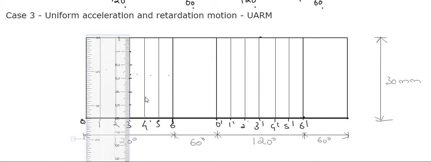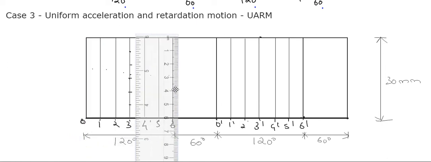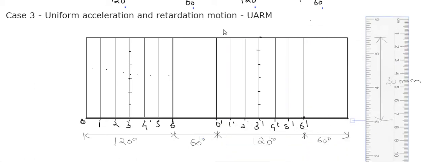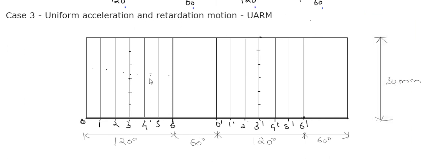Now we got that point, and you do the same with the return stroke also, because we are explaining the return stroke as well as the outstroke for the uniform acceleration motion. Again, you take the middle line of the return stroke and divide it into as many points as you have divided the stroke into. So now the return stroke and outstroke are divided. Now let me just clear those dots in the middle.